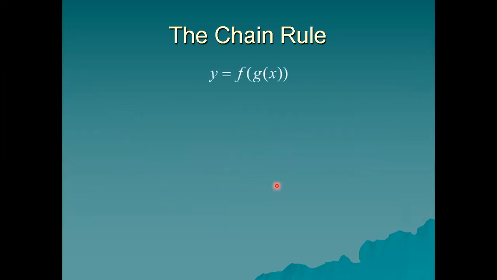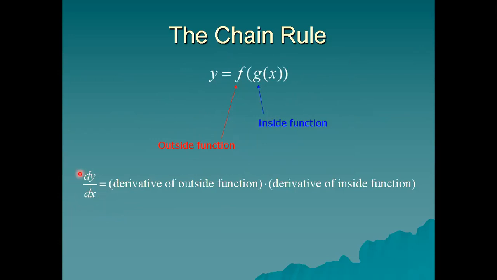To give you the idea, when y is equal to f of g of x, remember that this is a composite function. This one is labeled as the inside function, and that is our outside function. Solving for dy over dx, or its derivative, it is just equal to the derivative of the outside function multiplied by the derivative of the inside function. That's how simple it is.